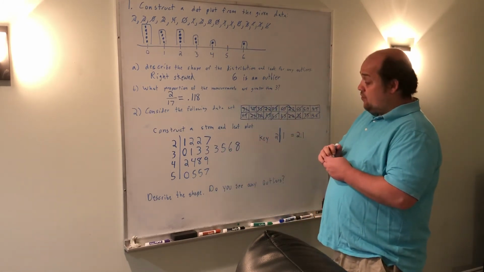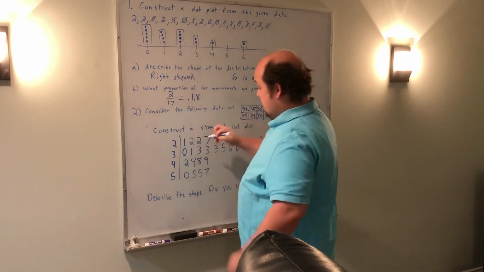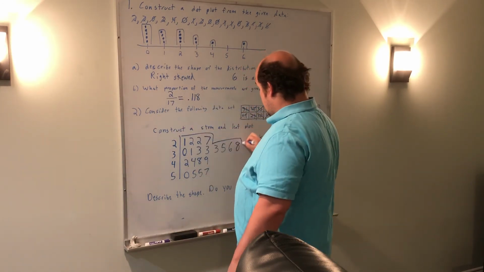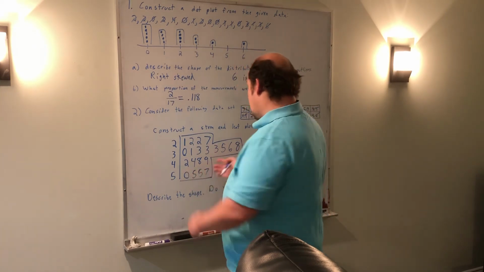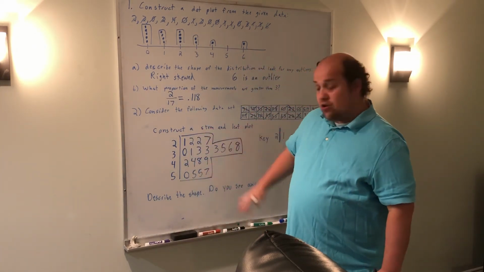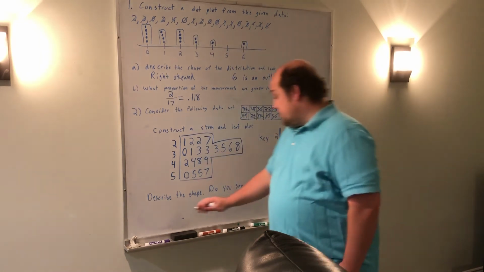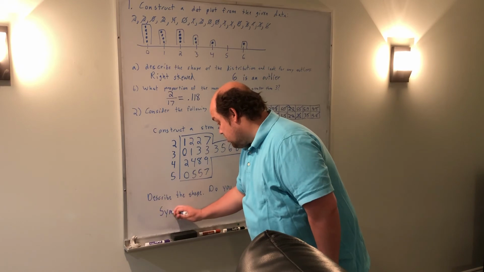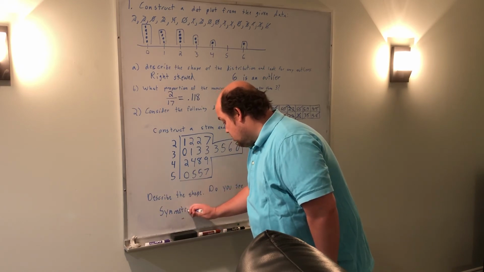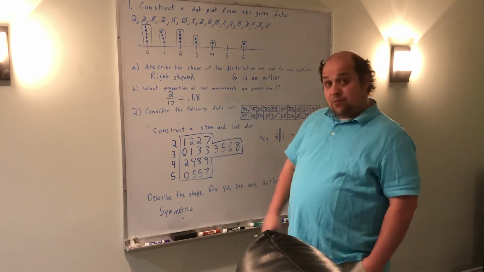When I'm asked to describe the shape, what I'm really trying to do is turn it on its side and see what it would look like. So if I did that, I would see that really there's this one higher bar, then even bars on either side of it. Normally we would call that a symmetric distribution. I think this one's a little tricky. I genuinely just randomly came up with numbers.